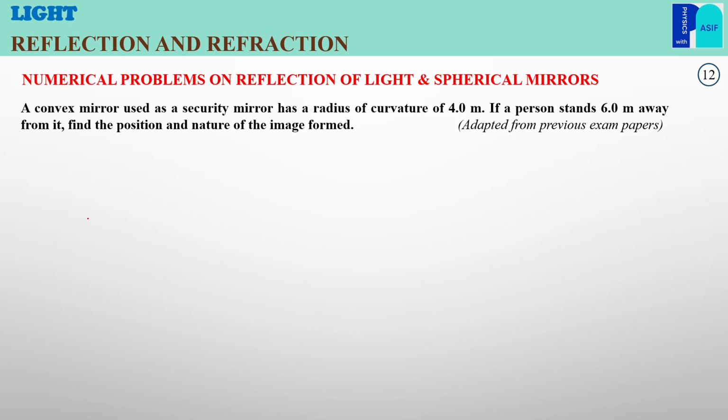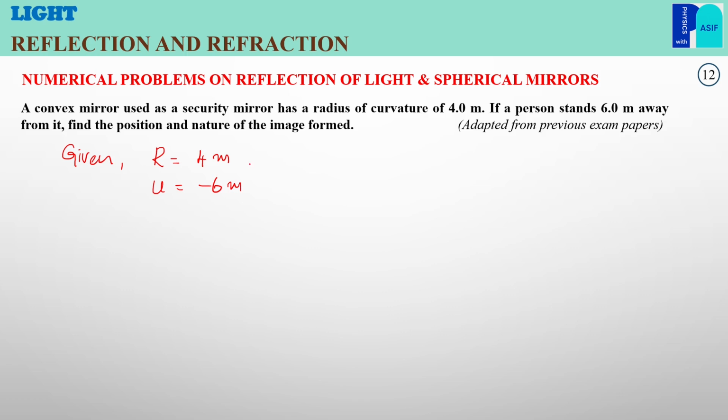Next question, a convex mirror used as a security mirror has a radius of curvature 4 meters. If a person stands 6 meters away from it, find the position and nature of the image formed. So what is given here? The radius of curvature of the mirror is given, that is capital R is equal to 4 meters. And if a person stands 6 meters away from it, that is the object distance, u is equal to minus 6 meters.